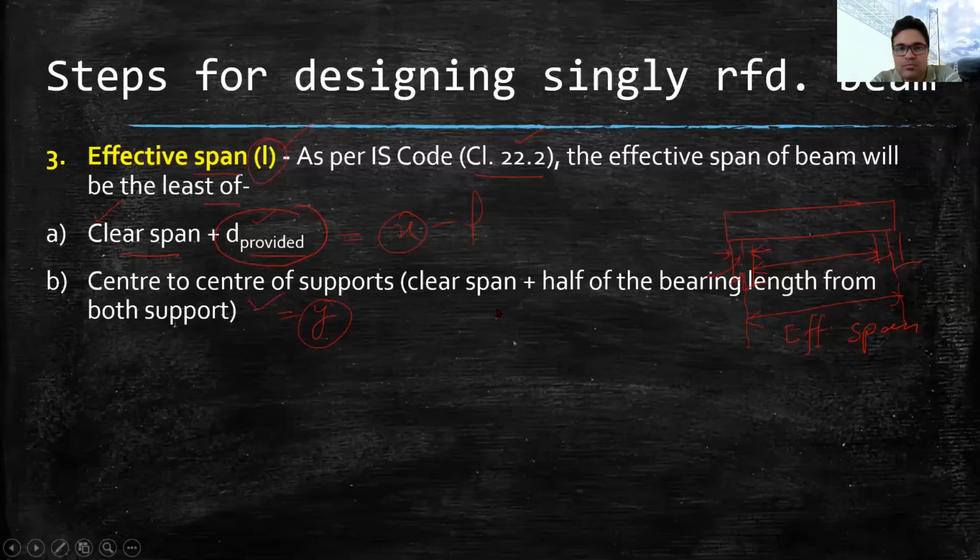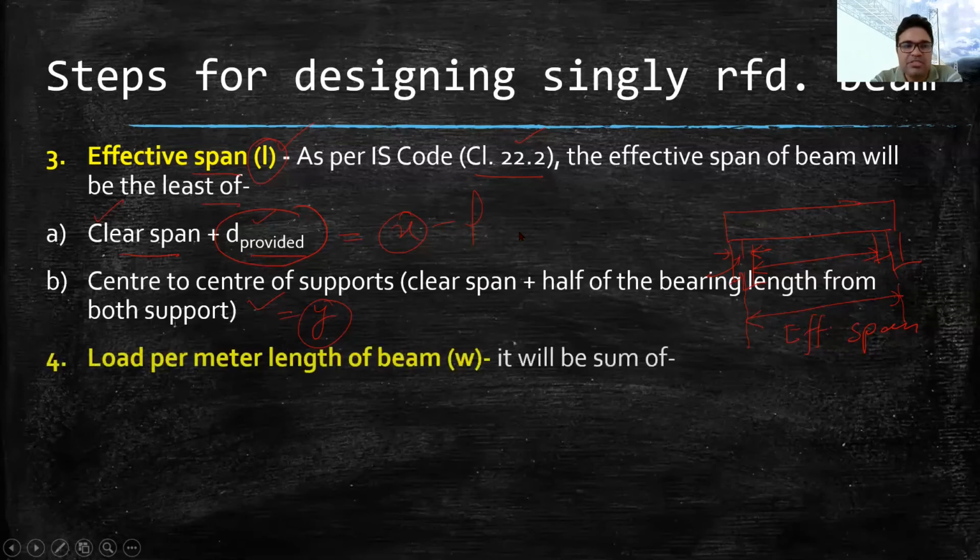So this was step 3. Now moving to the next step, which is about calculating the load. Till now we have discussed the dimensions of the beam and the length of the beam, in terms of clear span and effective span. Now the next thing we have to find out is how much load this beam will be carrying.